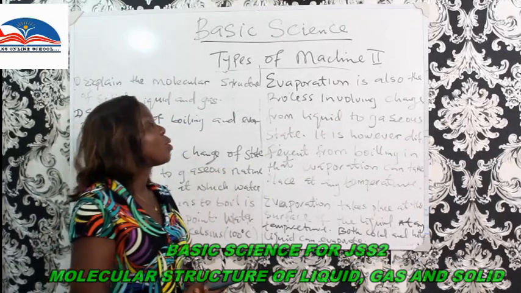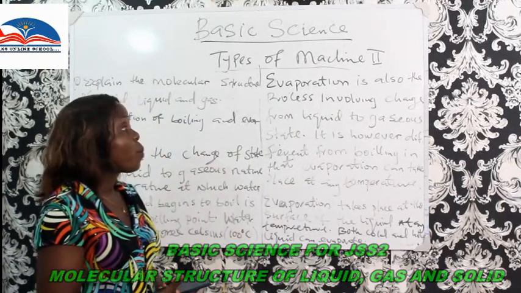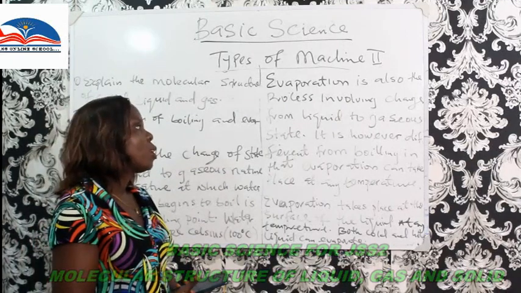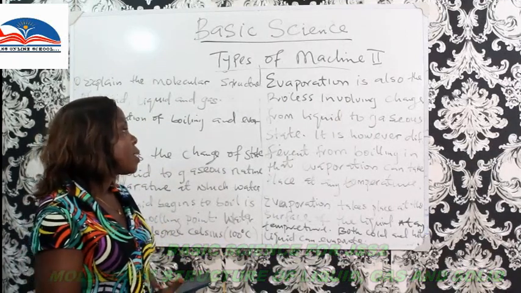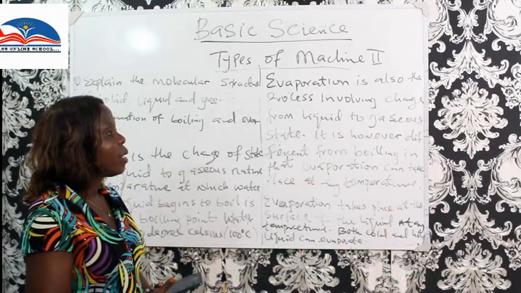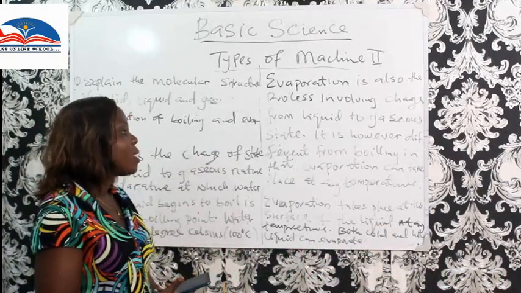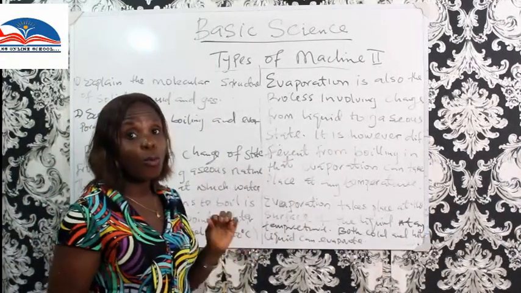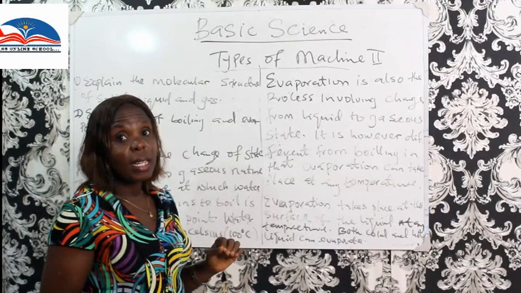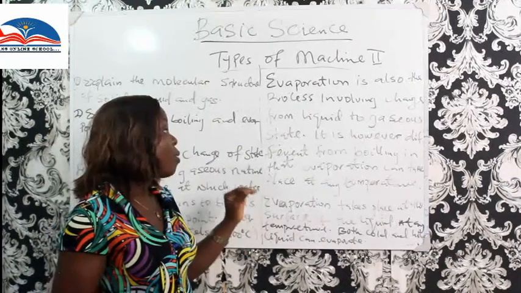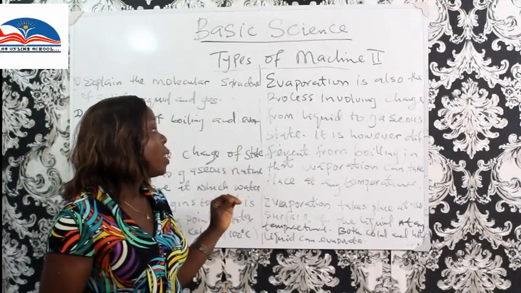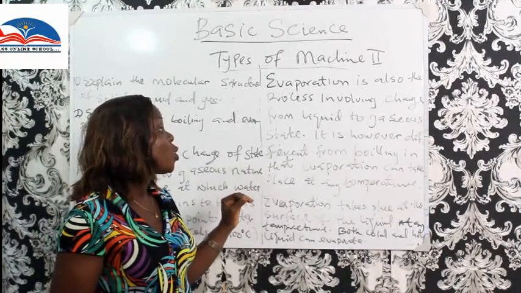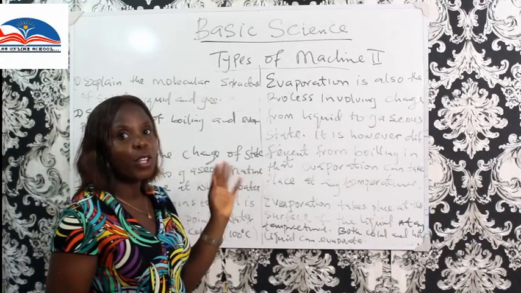Evaporation is also called the process involving changes from liquid to gaseous state. It is, however, different from boiling in that evaporation can take place at any temperature. Remember that we said the boiling point of water starts at 100 degrees Celsius. But evaporation is different because it can take place at any temperature.